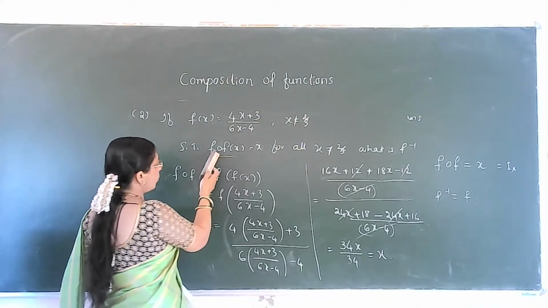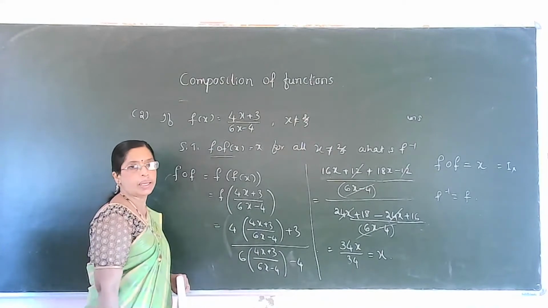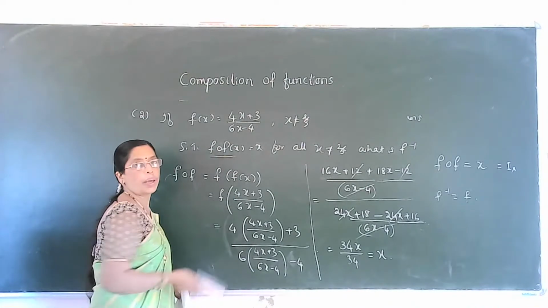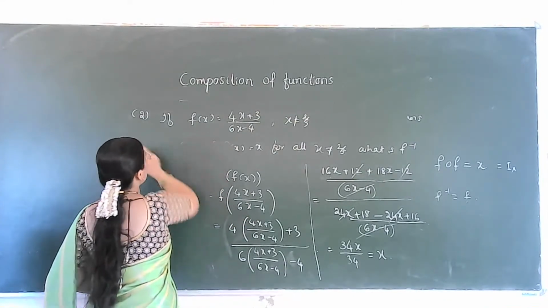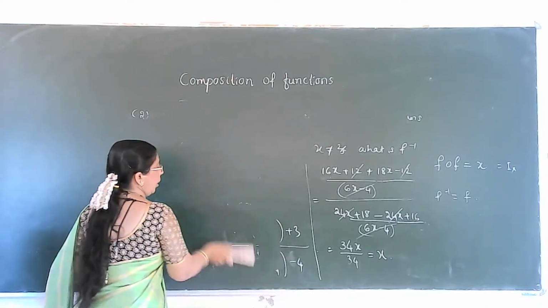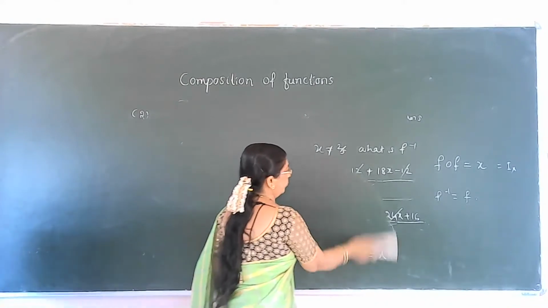Here, we are given the composition of f with f itself. Therefore, we put the value f of x here. We get f∘f is equal to x. Then f inverse is also f itself.